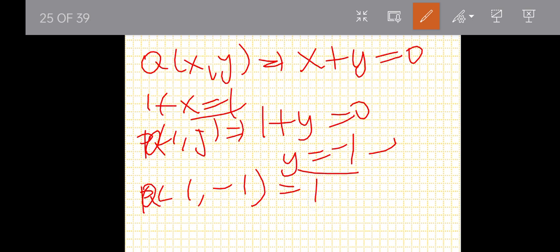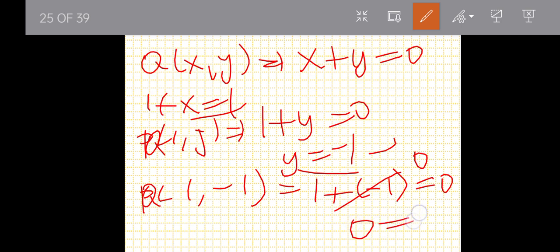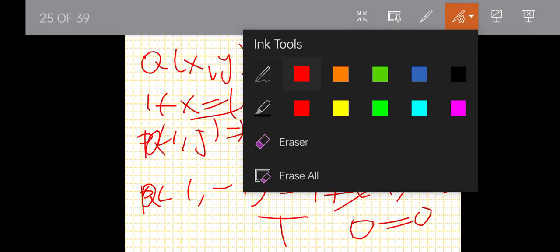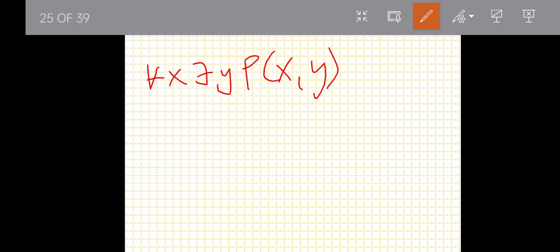Okay, we have 1 plus negative 1 is equal to 0. So, 0 is equal to 0. And this is true. So, therefore, for all x, there exists y, qxy, such that qxy is x plus y is equal to 0. And that is true. Okay? So, that's for the nested quantification kapag given natin is for all x, there exists y, p, x, y. Okay, take note.